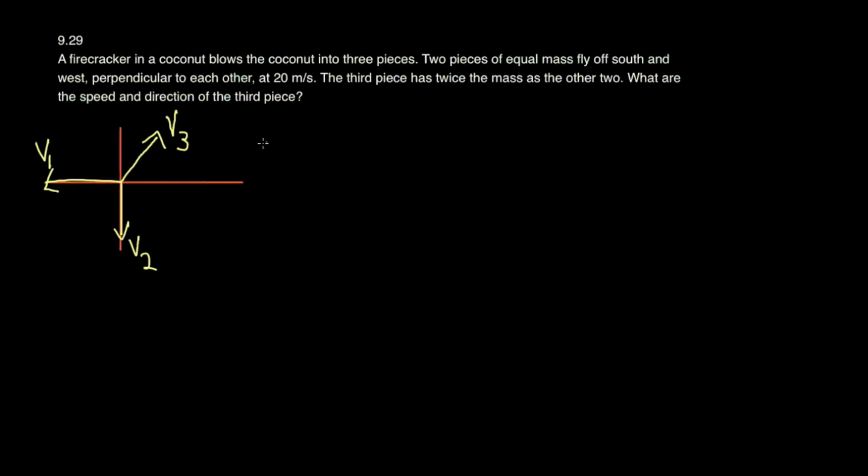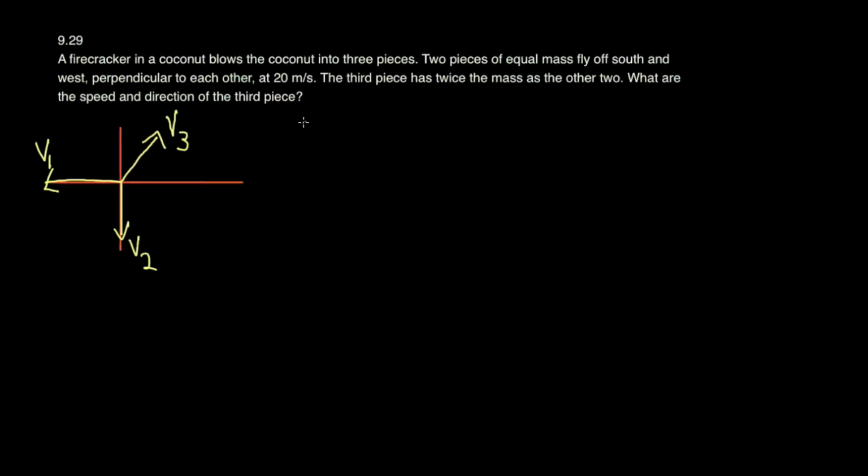Another thing to realize is that the initial momentum of the system is going to be zero, right? Like before it exploded. And so that means that the final momentum, the sum of all these different pieces, also has to be zero. The sum of all these different momentums has to be zero. And so the best thing to do is just to break it down to components.